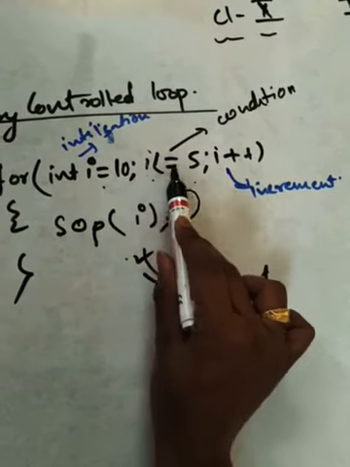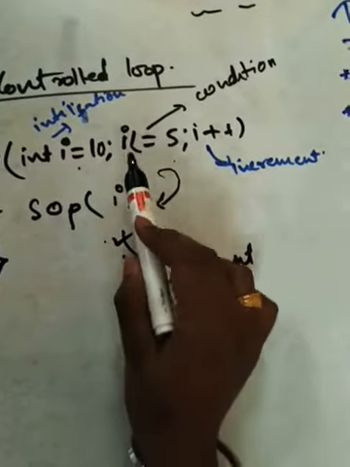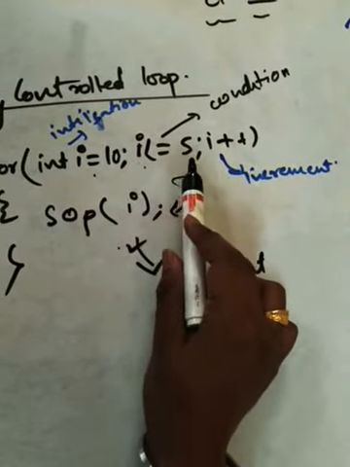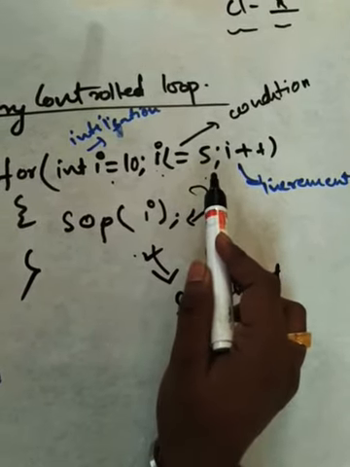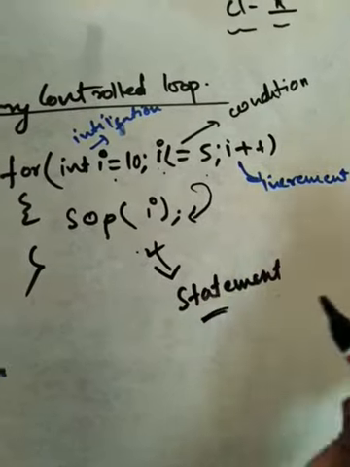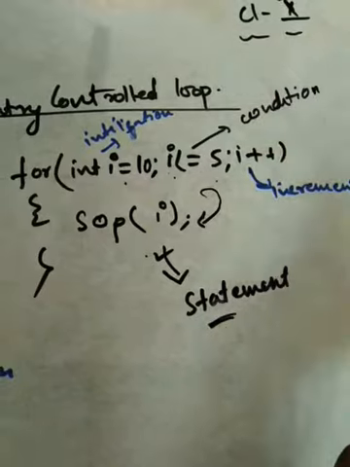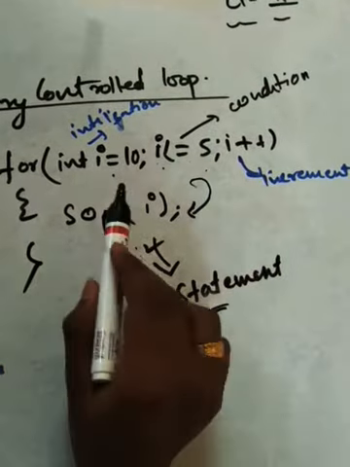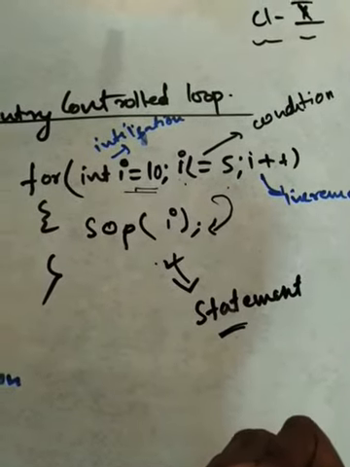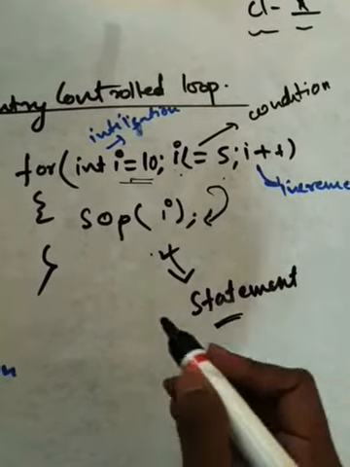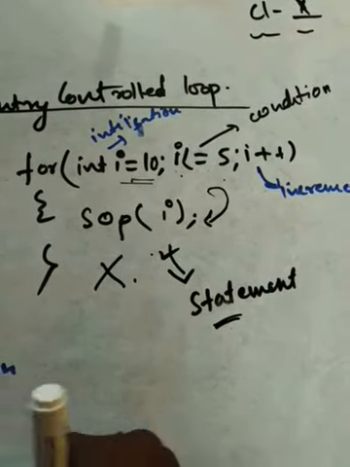Is 10 equal to 5? No. This is I here. So the value 10 is neither equal to 5 nor less than 5, so the condition becomes false at the starting. If the condition is false at the starting, will the statement get executed? No, the statement will not get executed. Because I put the value of I as 10 here, the condition is becoming false at the starting, so the loop will not get executed. Understood? Clear? This is about your entry control loop.